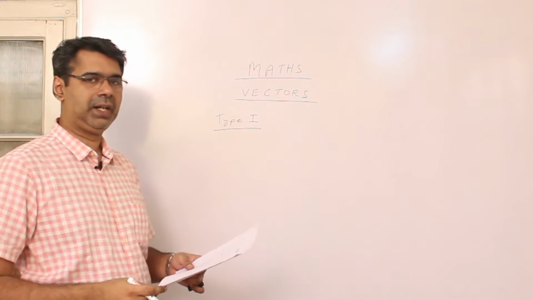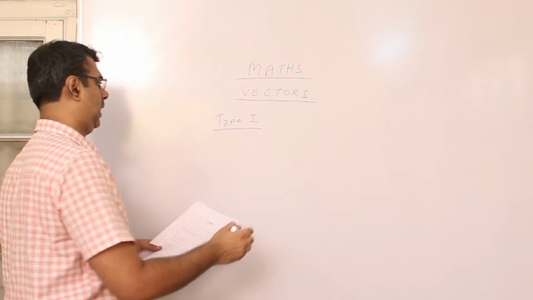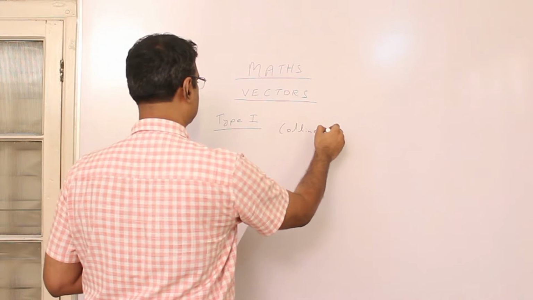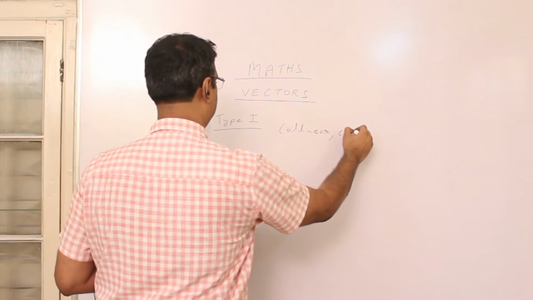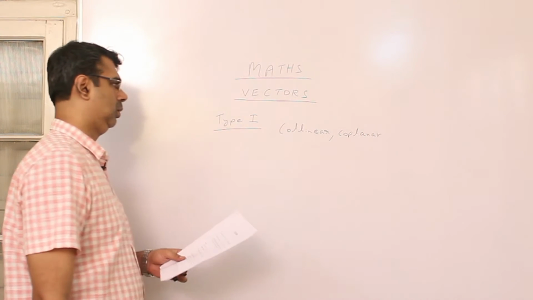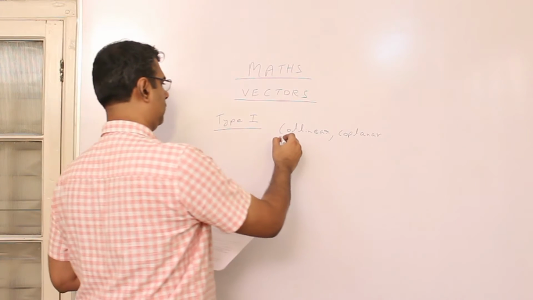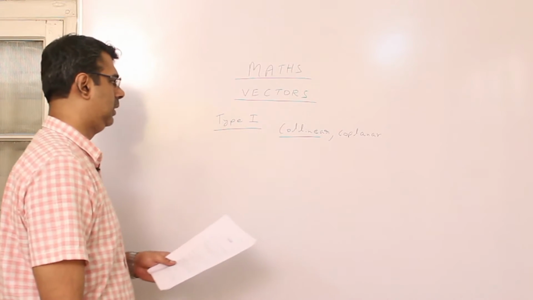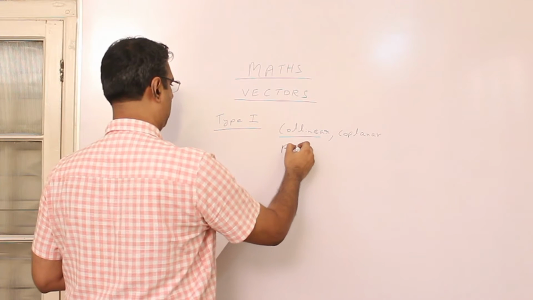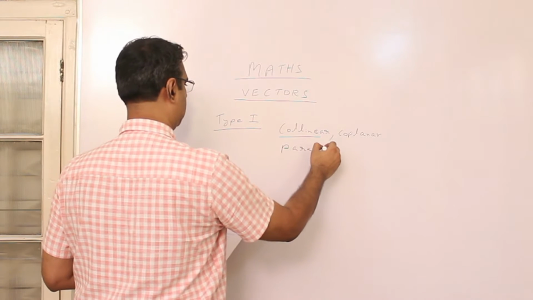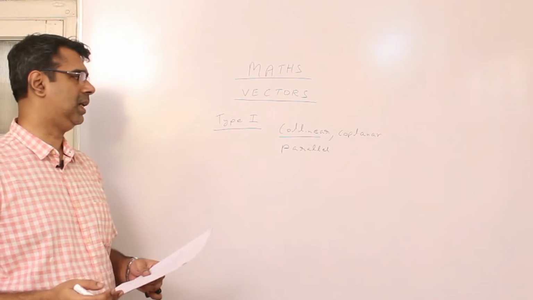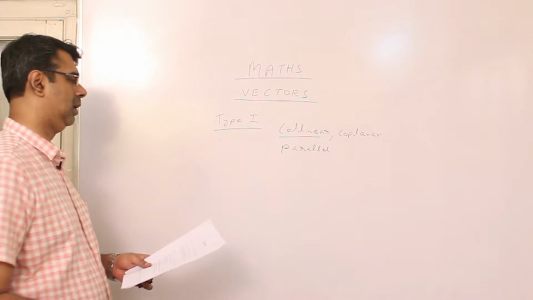If you have a look at type 1 of the sheet, type 1 talks about collinear and coplanar vectors. Now, first of all, what is the meaning of collinear vectors? Collinear literally means having the same direction, or you can say parallel. So, collinear vectors means they are having the same direction, or in other words, they are parallel.